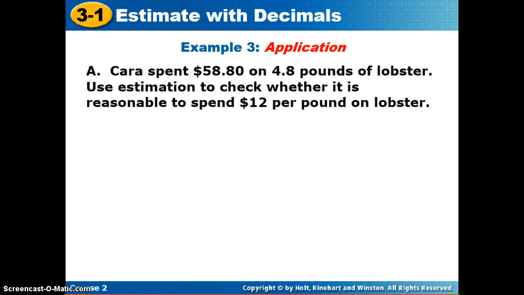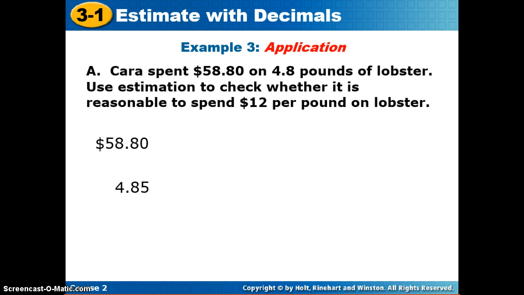All right, how do we use this in real life? Where will I ever have to estimate with decimals? Well, anytime you go out to eat or go shopping, whether it's clothes or food, do you have enough money with you to buy the items you would like? So here, Kara spent $58.80 on 4.8 pounds of lobster. Use estimation to check whether it is reasonable to spend $12 per pound on lobster. So is it a good deal?